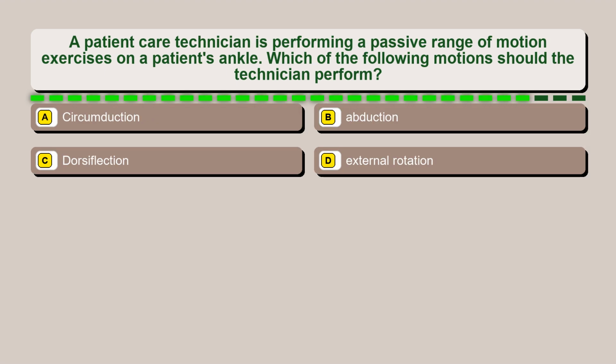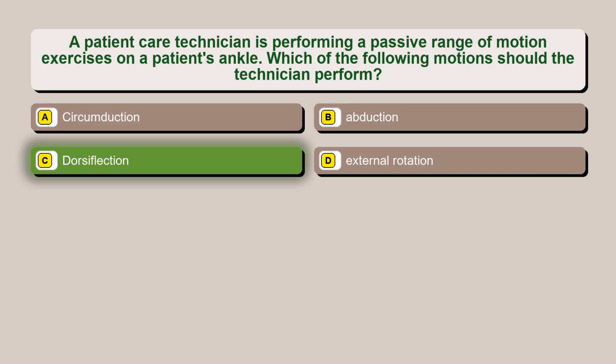Question 53. A patient care technician is performing passive range of motion exercises on a patient's ankle. Which of the following motions should the technician perform? Option A, circumduction. Option B, abduction. Option C, dorsiflexion. Option D, external rotation.